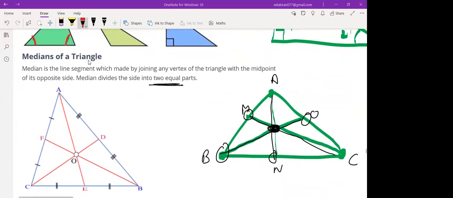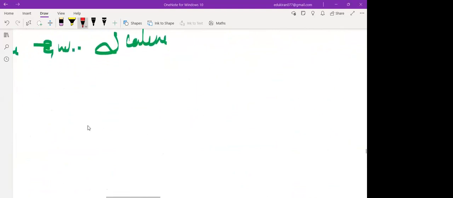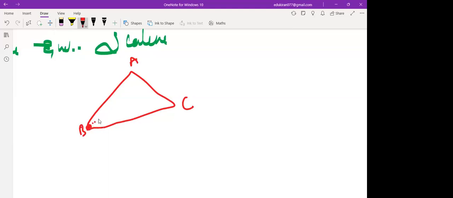Okay, now coming to medians of a triangle. A median is a line segment made by joining any vertex of a triangle with the midpoint of the opposite side. Listen to it very carefully. For example, this is a triangle. You start from any vertex. It can be A, B, or C. You will start from here and join it to the midpoint of the opposite side. This is a median. For example, you start from this one, dash, dash, dash, and join the middle point of this side. Like this. So this is called a median.